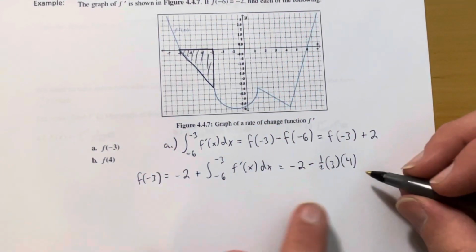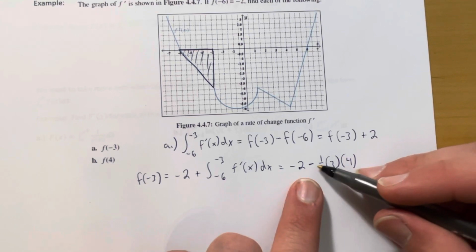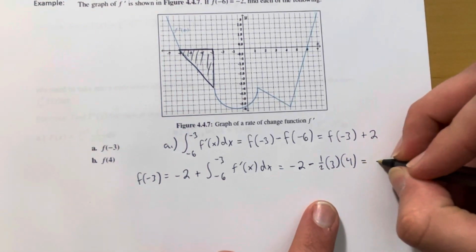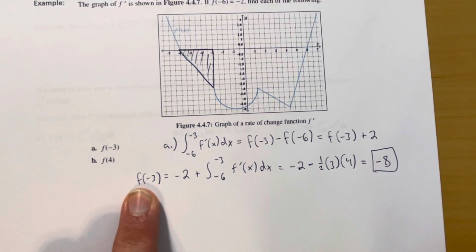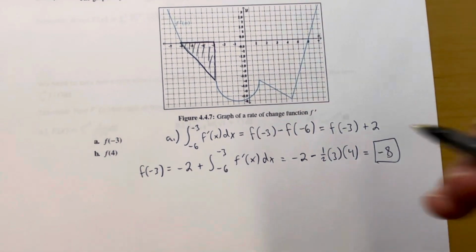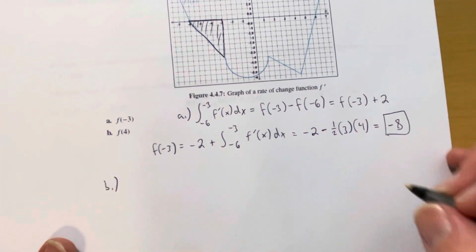Okay, 3 times 4 is 12, half of that is 6, so I have -2 minus 6, which is -8. So f of -3 is -8. Okay, that's part A. Part B is similar. I just have a different value of x.